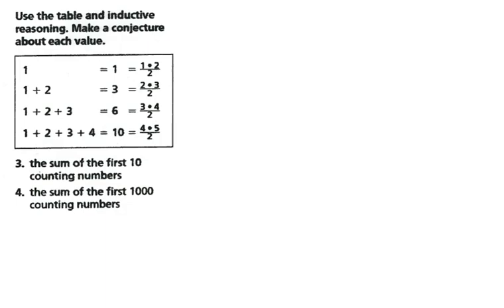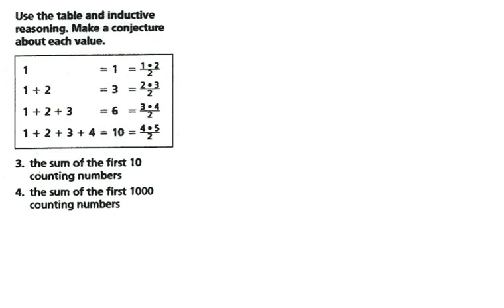Alright, so this one says use the table and inductive reasoning. Make a conjecture about each value. So again, this is a way that you can kind of take a look at large amounts of numbers being added, and if there's a shortcut. So you can see it. We're going to start with 1, then 2, then 3, then 4 numbers, and if we increase that, what happens?